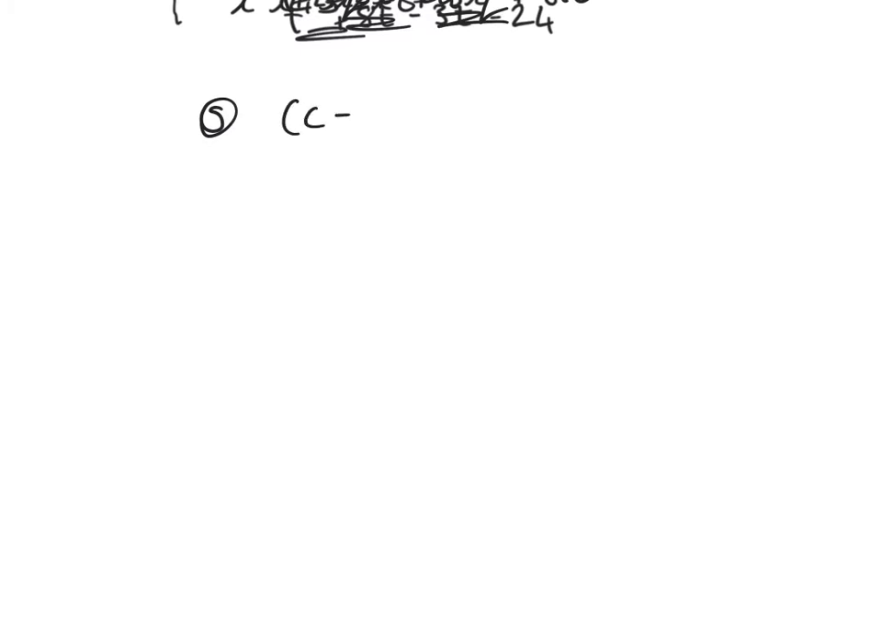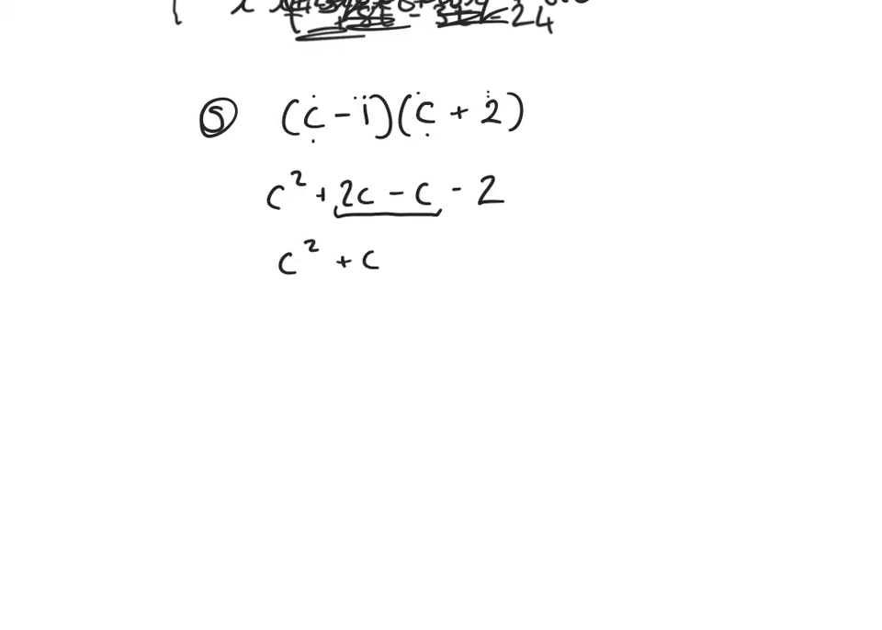Okay, example 5. Let's go for (c - 1)(c + 2). First, c times c is c squared. Outside, c times 2 is 2c. Inside, minus 1 times c is minus 1c. I can just write that as minus c. Last, minus 1 times 2 is minus 2. Okay, so in the middle, 2c minus c is 1c. So the final answer will be c squared plus 1c minus 2.